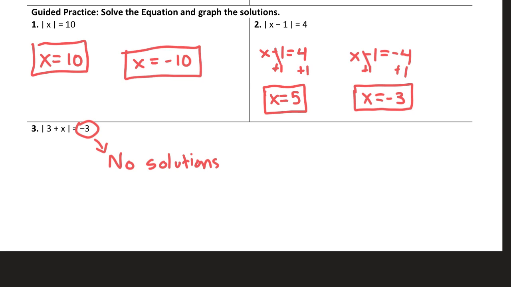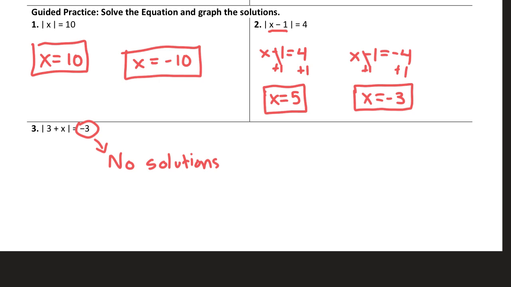In the next example, number 2, x minus 1, the absolute value of that is 4. So that means the result of this absolute value could be 4 or negative 4. So that's why I set up these two equations. I solve x minus 1 is 4, I get x is 5. I solve x minus 1 is negative 4, x could be negative 3. So those are two solutions to that equation.